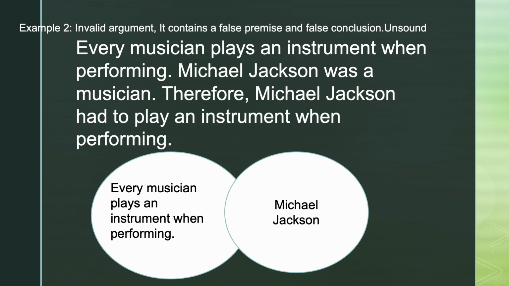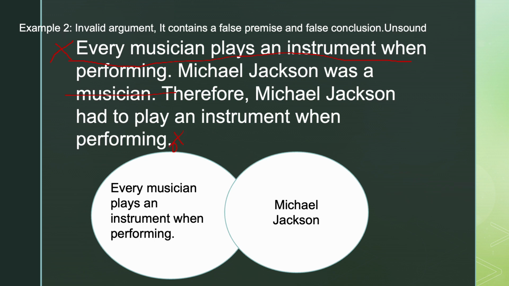For my second example, I have: every musician plays an instrument when performing. Michael Jackson was a musician, therefore Michael Jackson had to play an instrument when performing. Here we have our first false premise and our false conclusion.